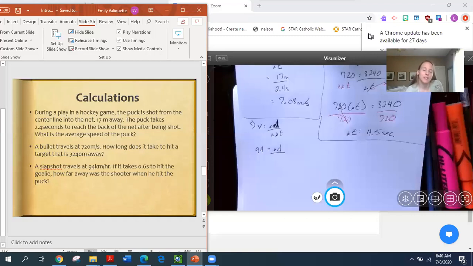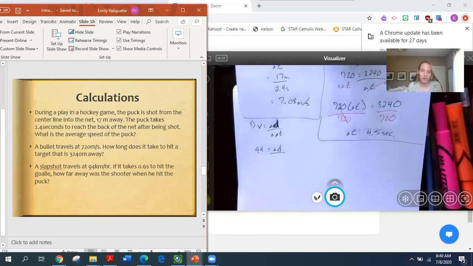Okay, so this last one is actually a little bit tricky because of the units that I'm using here. So I said a slapshot travels at 94 kilometers per hour. If it takes 0.6 seconds to hit the goalie, how far away was the shooter when he hit the puck?